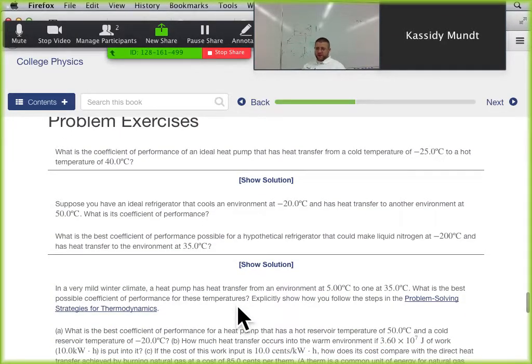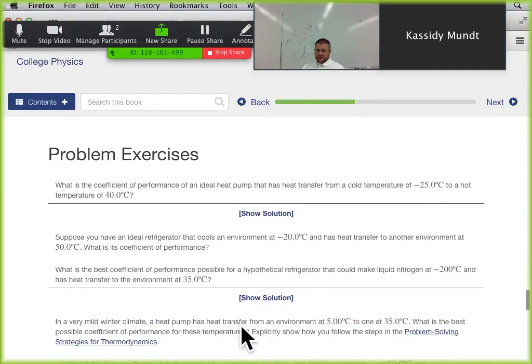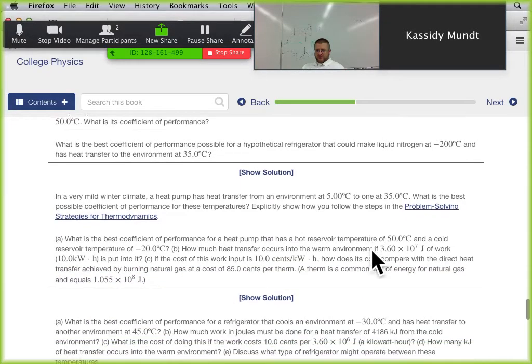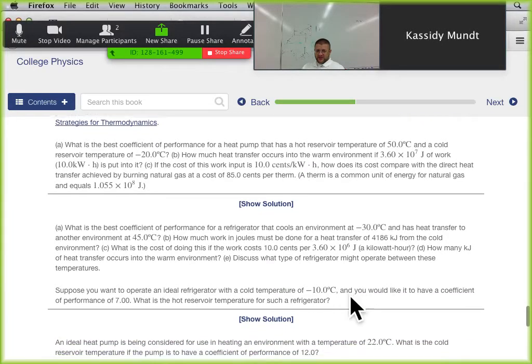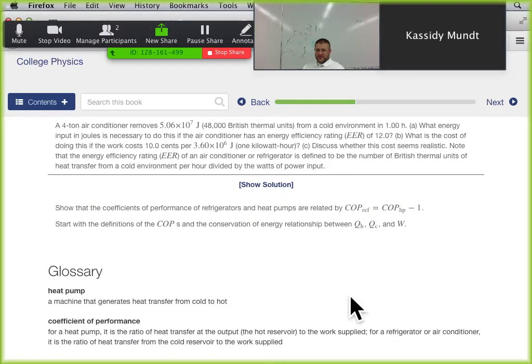let's do a homework problem. Do the ideal refrigerator problem. So the best coefficient of performance possible for a hypothetical refrigerator. Suppose you have an ideal refrigerator that cools an environment to negative 20 degrees Celsius. Heat transfer to another environment. Do that problem. So that, and then, and that's it for this one.